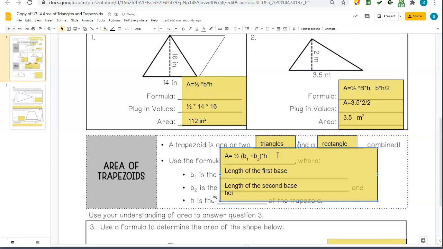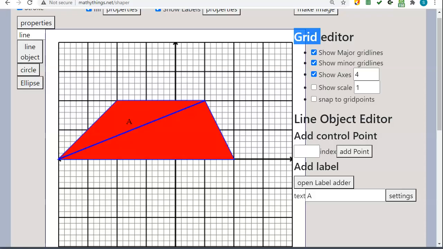Now, our two bases are always the two sides that are parallel to each other, and the height is always the same. So in this case, the height would be the distance from here. Remember that our height is perpendicular to our base. So let me grab a little line object here, and we can think of our height as going from here to here.